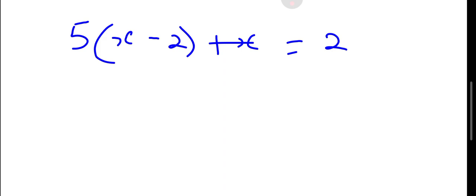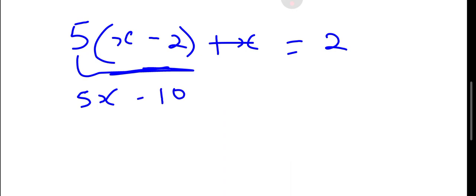So we're going to expand this bracket. So 5 is going to multiply everything in the bracket, right? So 5 times x is what? 5x. 5 times negative 2 will give us what? Negative 10. So we continue writing the equation.